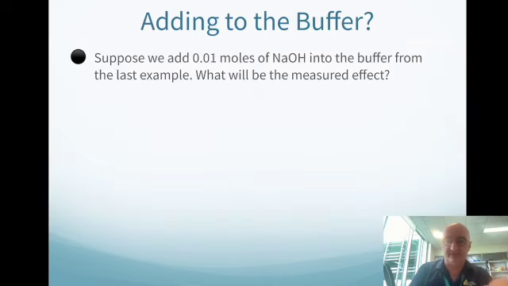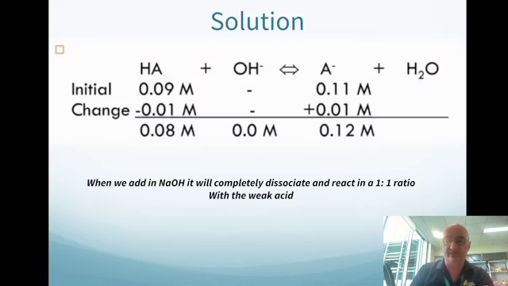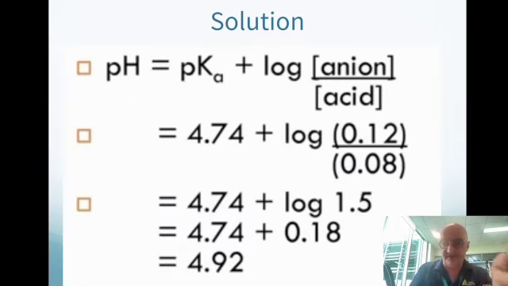If I add 0.01 moles of sodium hydroxide into the buffer in the previous example, what's going to happen? We had 0.09, so we take away 0.01, 0.08, and 0.12, because if we add sodium hydroxide, it will completely dissociate, and it's a 1-to-1 reacting ratio. Plug your numbers in, the answer is 4.92. Again, pause, and moving on.